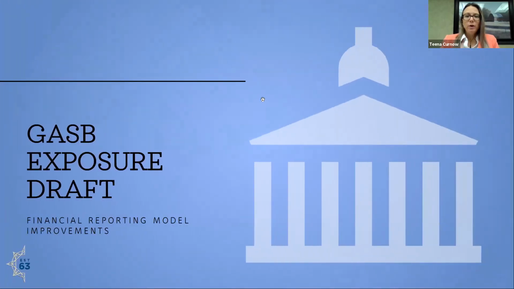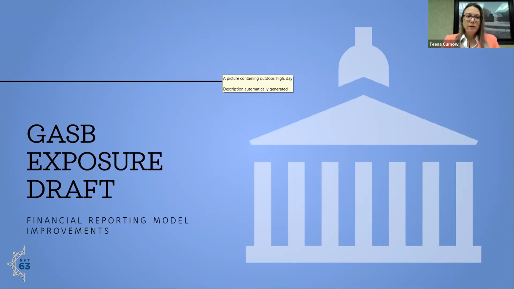Lastly, here, we are going to talk about a GASB exposure draft. So this is not a standard, so it doesn't have a number assigned to it, but this is one of the most recent projects that the Standards Board has undertaken. They've already been working on it for a few years now. They are getting closer to finalizing an actual standard related to it.